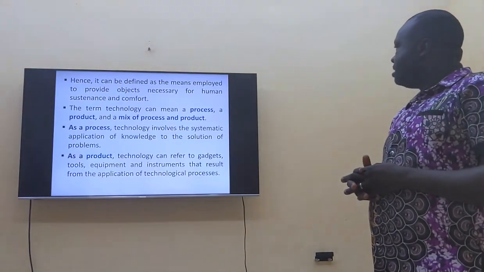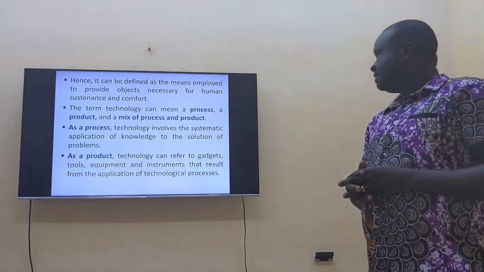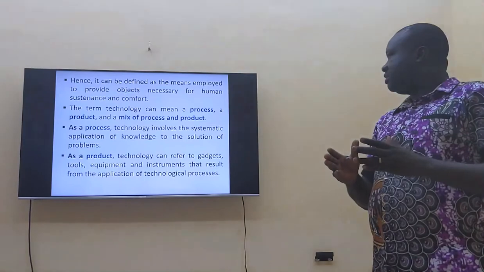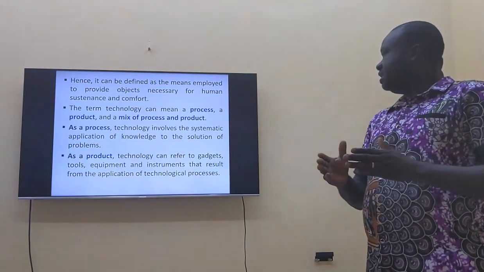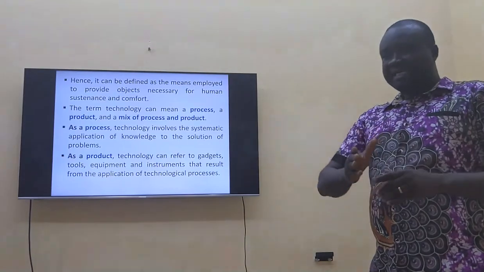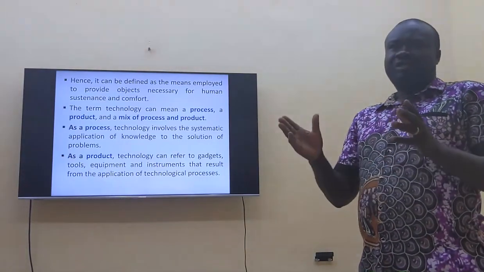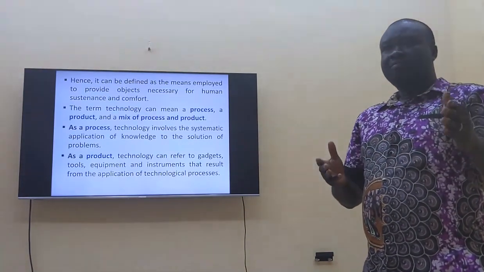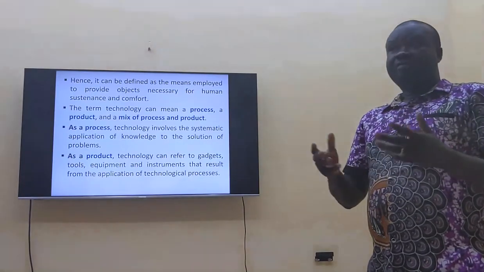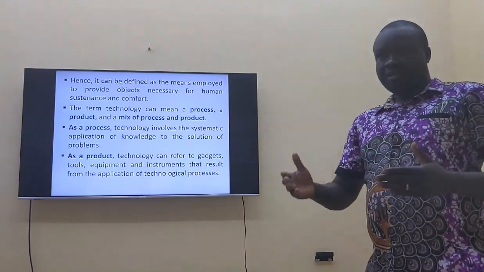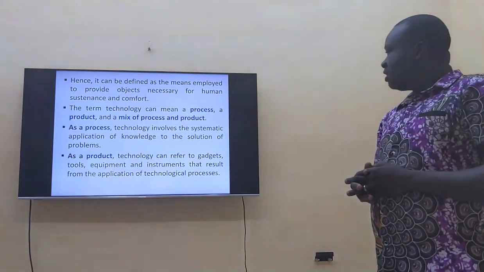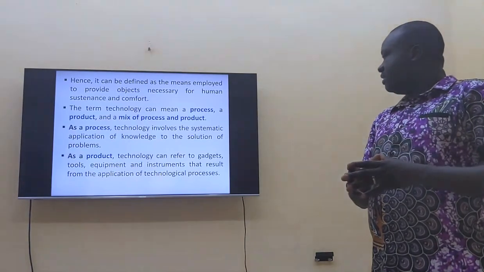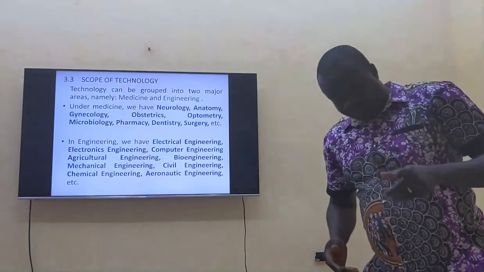The term technology means a process, a product, or a mix of process and product. As a process, technology involves the systematic application of knowledge to the solution of problems. Remember, systematic application of knowledge, not just knowledge that comes from anywhere. Not metaphysics per se, not religion per se, but verified knowledge. This kind of knowledge we can say is empirical knowledge. Then, as a product, technology can refer to gadgets, tools, equipment, and instruments that result from the application of technology to process.